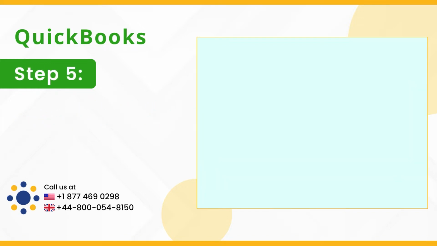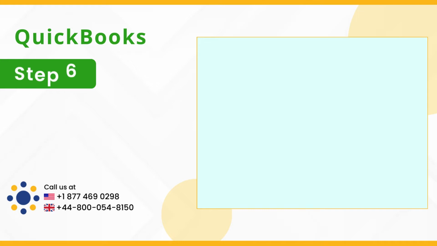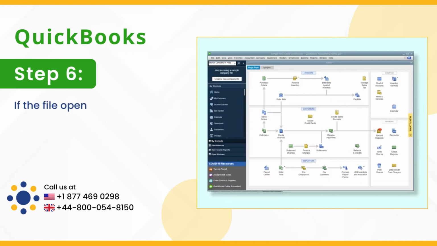Step 5. Select the folder to save the sample company file and click on Save. Step 6. If the file opens, try to open the file in your local workstation.